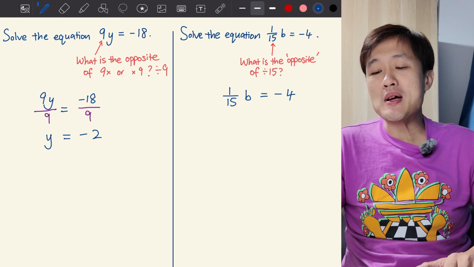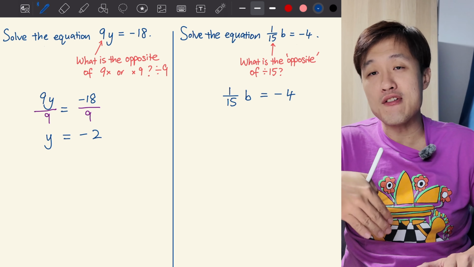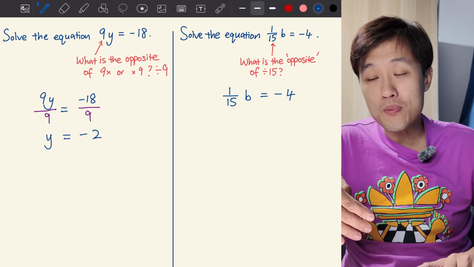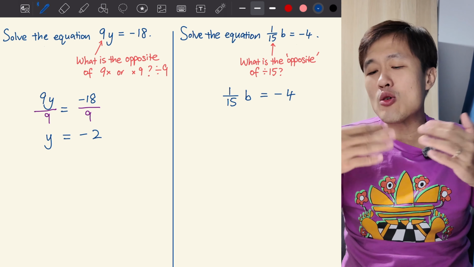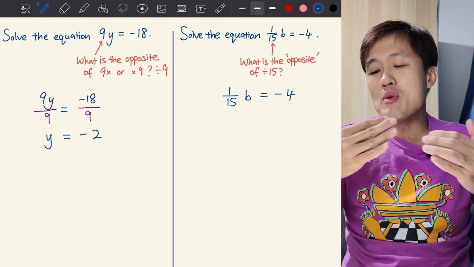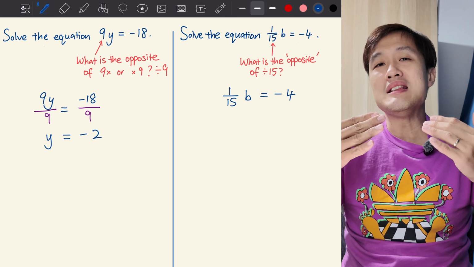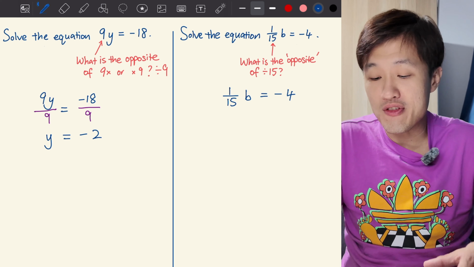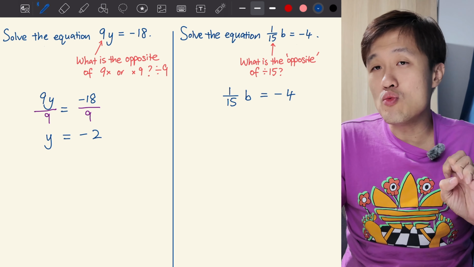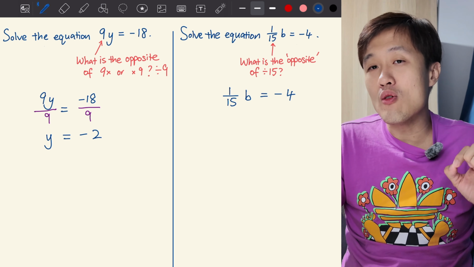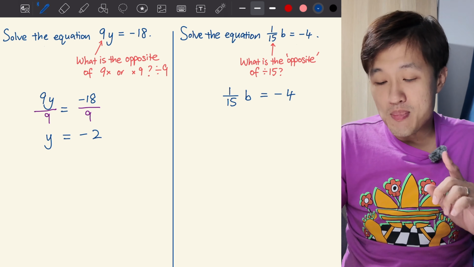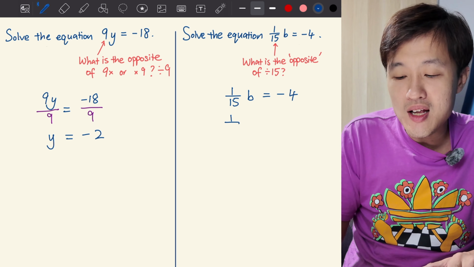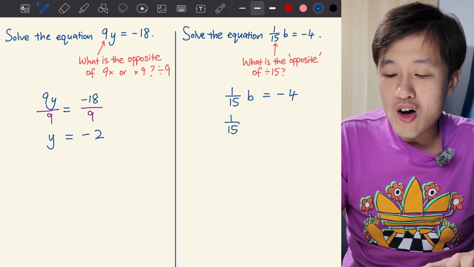Right, next, what happens if we have 1 divided by 15 times b equals negative 4? So how do we handle the left hand side? First of all, before we talk about the opposite of division, let's look at 1 divided by 15, or 1 over 15, right? So how do we combine 1 over 15 with the b? We need to first understand that on the left hand side, 1 over 15 is times b.